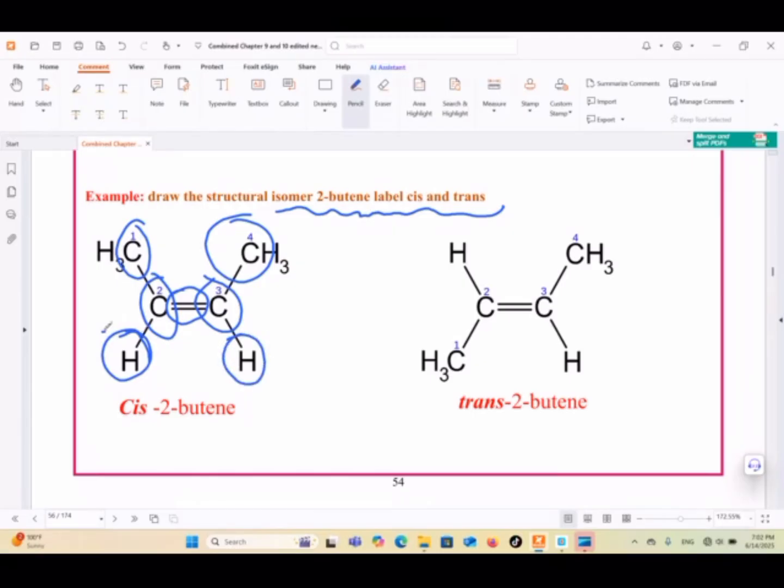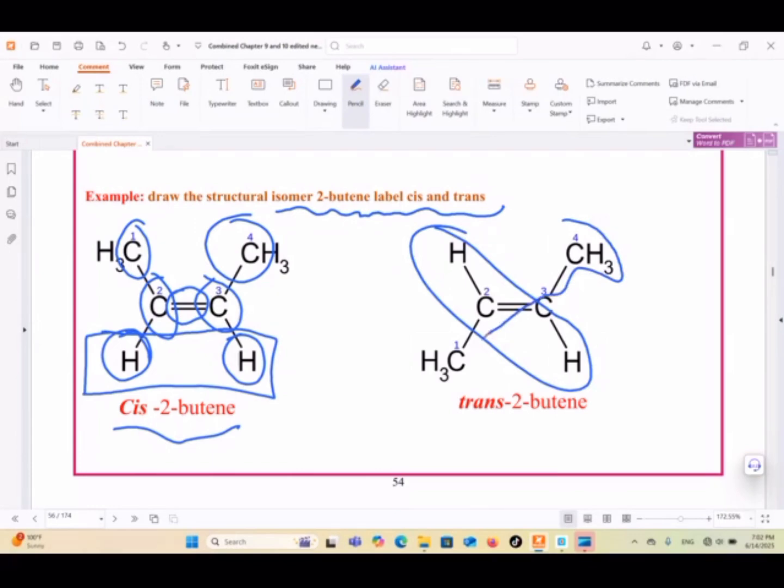As you can see, the same hydrogens are on the same side, which is cis-2-butene, and then here the hydrogens are on different sides, or the CH3 groups are opposite to each other. We use trans-2-butene. The only difference is the trans and the cis.